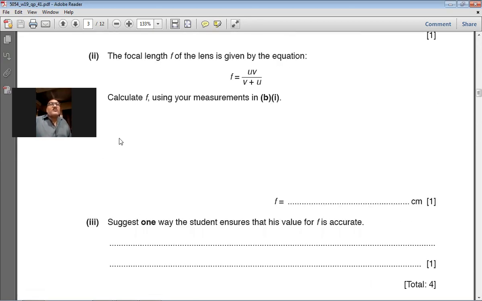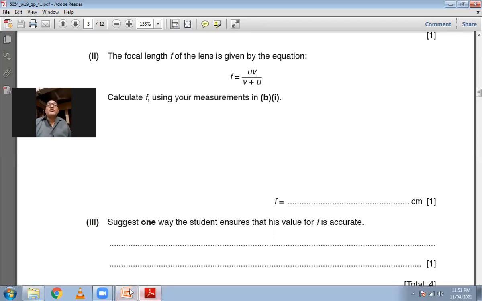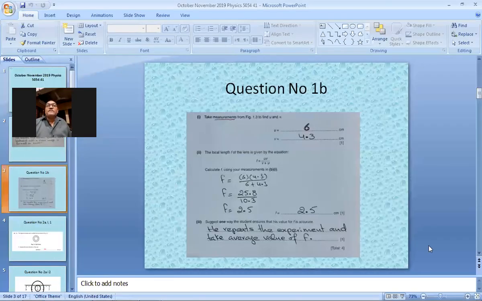Then the question is, the focal length of the lens is given by the equation f equals uv divided by u plus v. Calculate f using your measurements in part B first part. So we have the value of u, we have the value of v. We just have to substitute the values of u and v in this formula, and we will be able to calculate the value. The u value is 6 and the v value is 4.3. Let me show you. I have done this on a paper. So here we have.